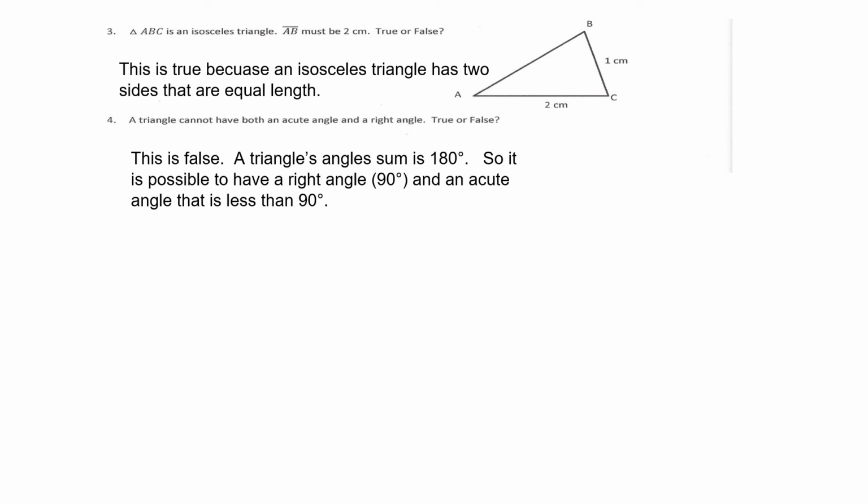Okay? A triangle cannot have both an acute and a right angle, true or false? Well, they can. That's false. The sum of all of the angles in a triangle is always 180. So it is possible to have a 90-degree angle and an acute angle that's less than 90.